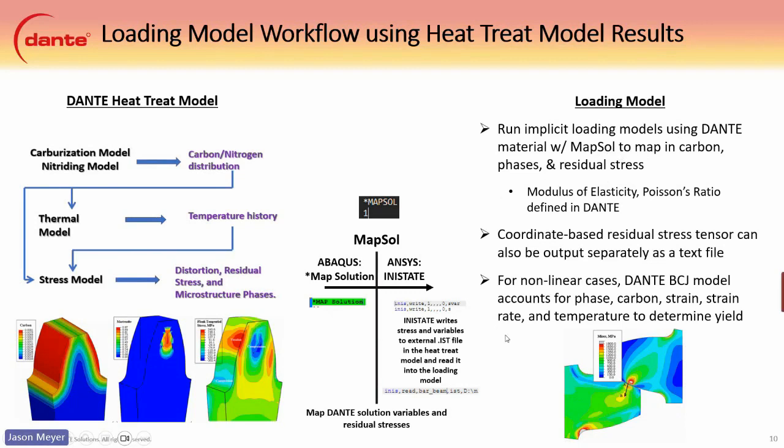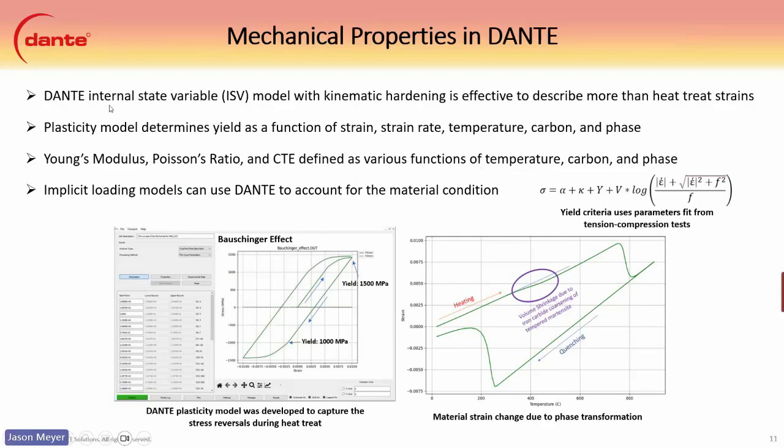For nonlinear cases, the BCJ model that we use accounts for the phase, carbon, strain rate, and the temperature to determine the yield. And a little bit more on that is on the next slide. And so that's an ISV, or internal state variable, model that we use. It includes kinematic hardening to help describe the stresses and strains a lot more accurately. The BCJ model is great for high strain rate applications, and this is awesome for us when we have phase transformations. It's usually a pretty quick rate for that, so it captures that transformation pretty well.